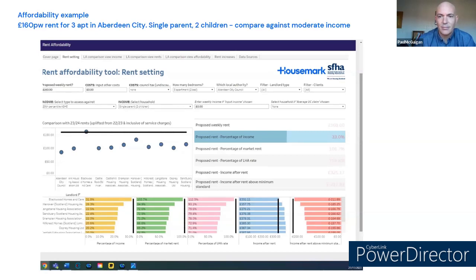So when you put the data that you want to look at in the boxes across the top of the screen, in the right-hand side, the proposed weekly rent, and how that measures against the different types of affordability and income standards that we've put in, drops down there. And you can see that in terms of the proposed rent for the percentage of income that this family would be spending on a 3-apartment house in Aberdeen, it's around 33% of their income.